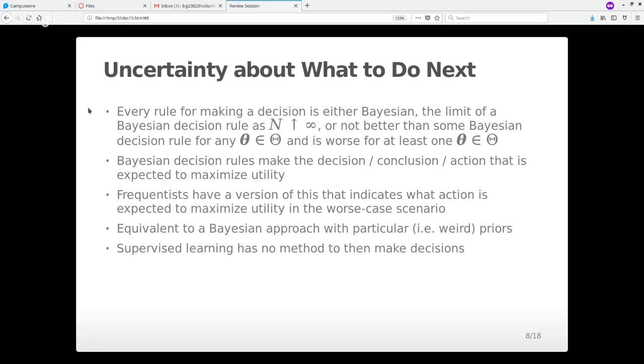And what dominated means is that whatever other thing you're doing, it's no better than some Bayesian rule for any value of the parameters that you don't know in the parameter space, and the Bayesian procedure is better for at least one value of the parameters in the parameter space in terms of minimizing expected loss. And so that was a very consequential result.